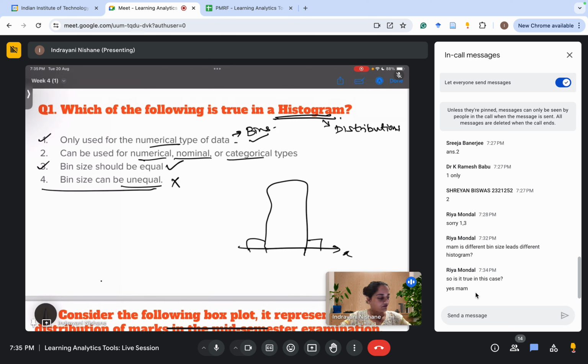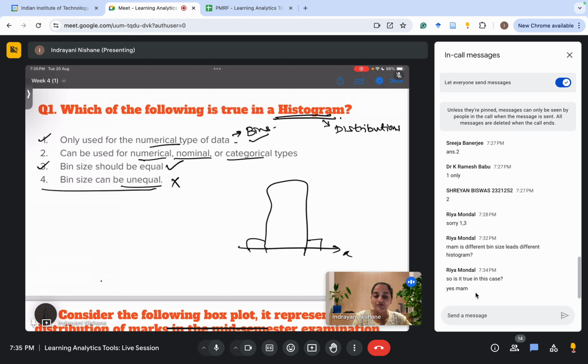As we have discussed in detail, Pravida also mentioned how unequal bin sizes affect the histogram. The distribution chart will still look like a proper histogram, it will not look like something else. But we'll have to put in some extra effort to interpret it if there are unequal bin sizes on the x-axis.